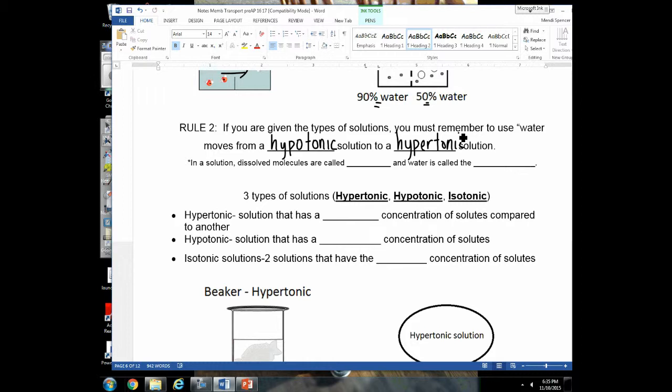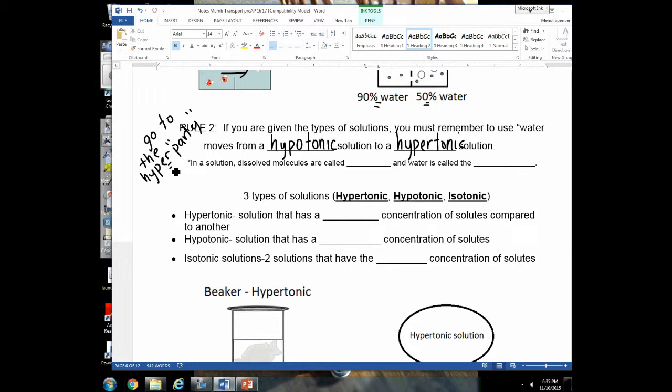So let's just write over here to help you remember this rule. You want to go to the hyper party. Now, there's really no such term or no such thing as a hyper party when we talk about biology and in science. So don't write that water goes to the hyper party. You need to remember water goes to the hypertonic solution. We're just going to use this hyper party to help you remember this rule.